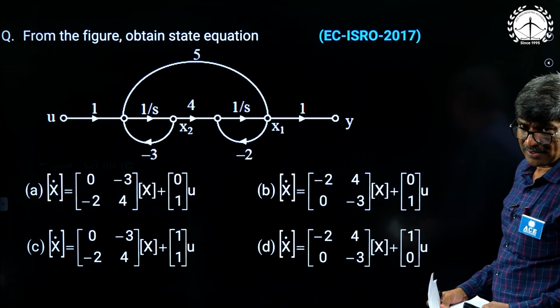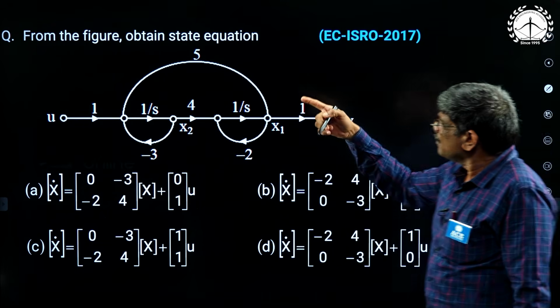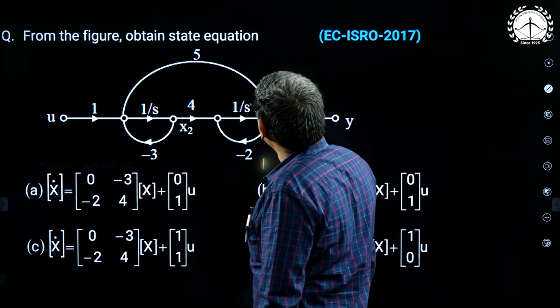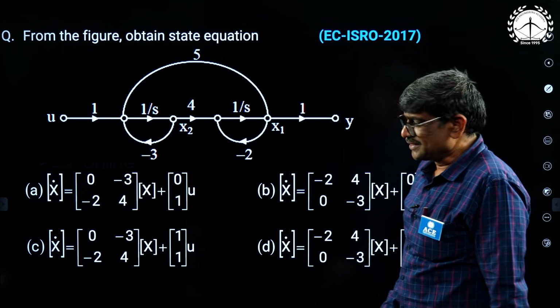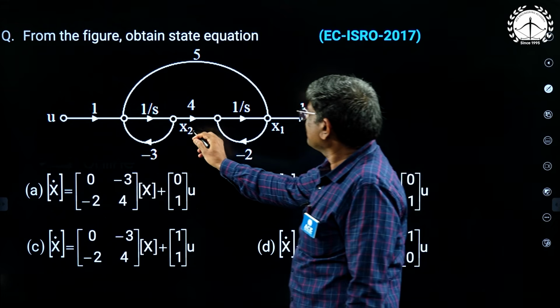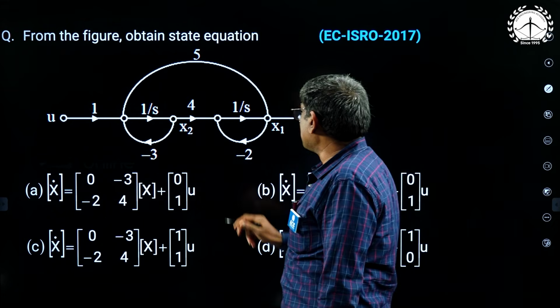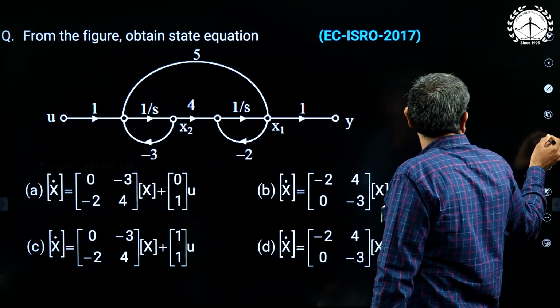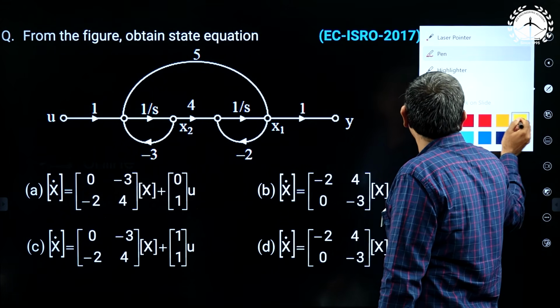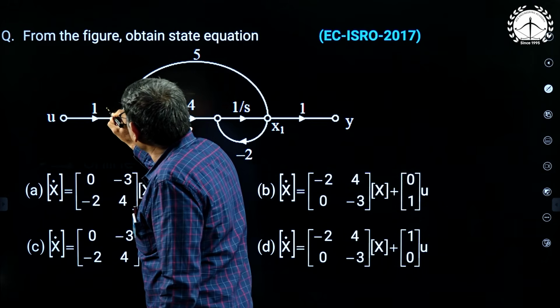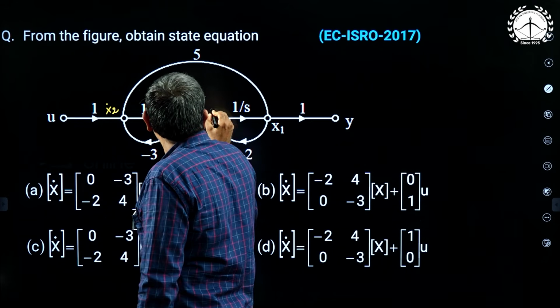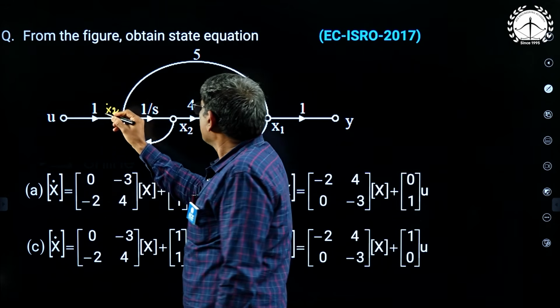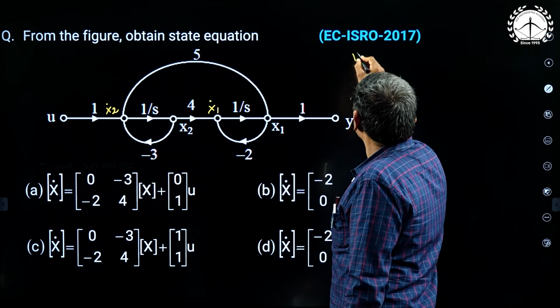ISRO ECE. Next. In the figure, obtain the state equation. Simply, what you have to do is, they have given the state variables here: x2 selected, x1 selected. Now we have to write the equations of the differential state variables, x2 dot and x1 dot. You write the equation for x2 dot.